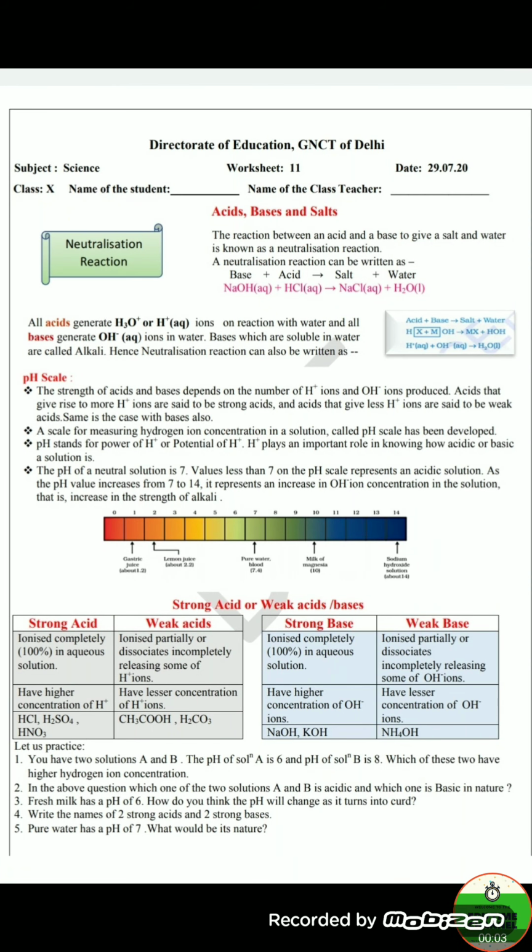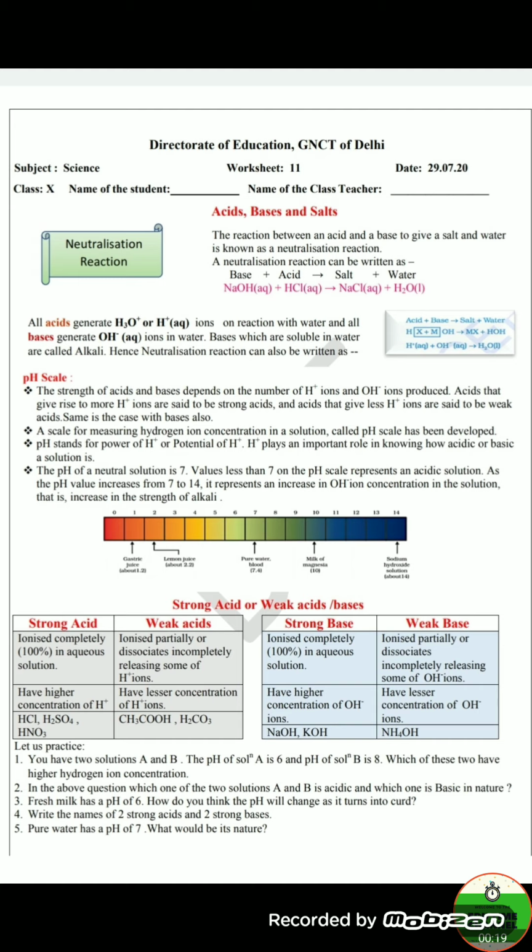Good morning, students. Today we are doing worksheet 11 from acid, base and salt. Today we will learn neutralization reaction.